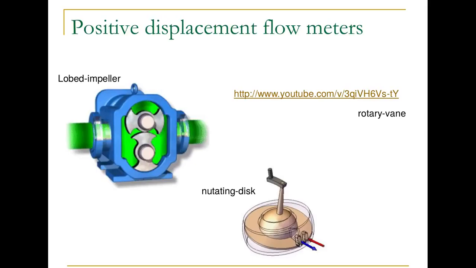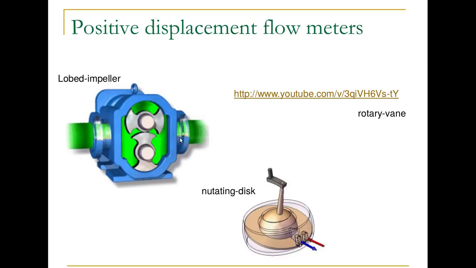Flow meters are indispensable for applications like process control or fluid dispensing. There are lots of different technologies available for a flow meter, and we're going to look at two basic technologies. One is positive displacement flow meters. So here are three examples.